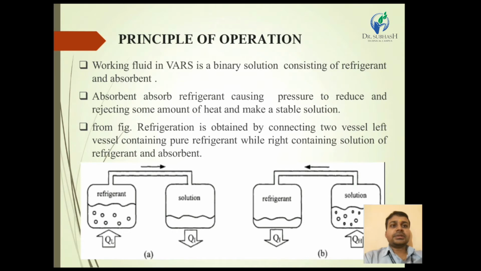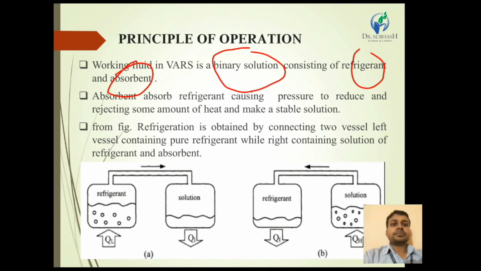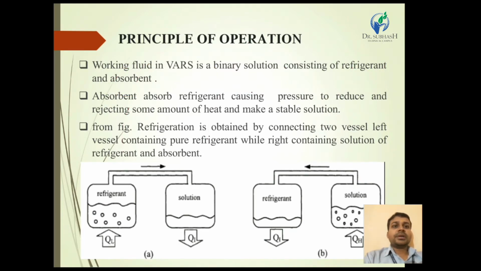We will now look at the principle of operation in the VARS cycle. The working fluid in VARS is a binary solution consisting of refrigerant and absorber. Two fluids are required: one is the binary solution, and the other is the refrigerant and absorber. The absorber absorbs the refrigerant, causing pressure to reduce and rejecting some amount of heat, and makes a stable solution.